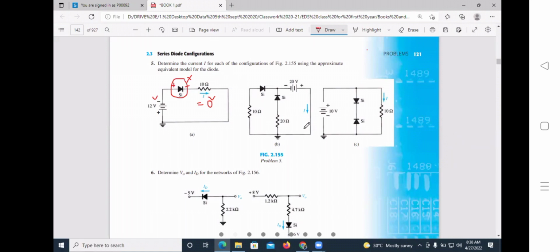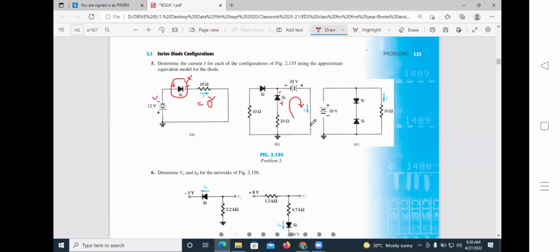Now we will come to this figure B. In this figure, they have asked what is the value of I. To find the value of I, we have to apply KVL in this loop. We can understand that this is forward bias because plus of battery is connected to the plus of diode, and minus of battery is connected to the minus of diode. So this is forward bias.